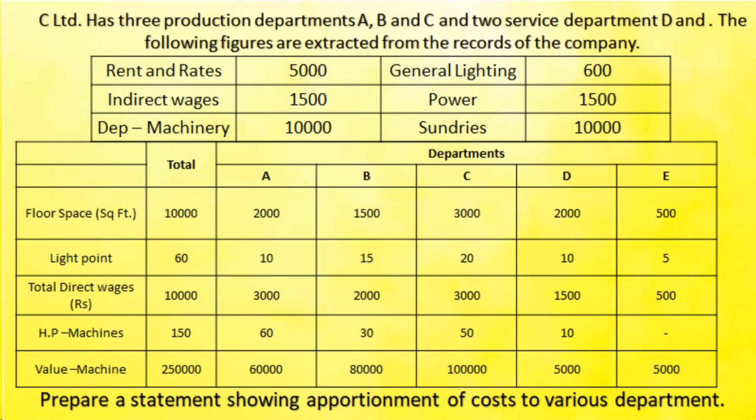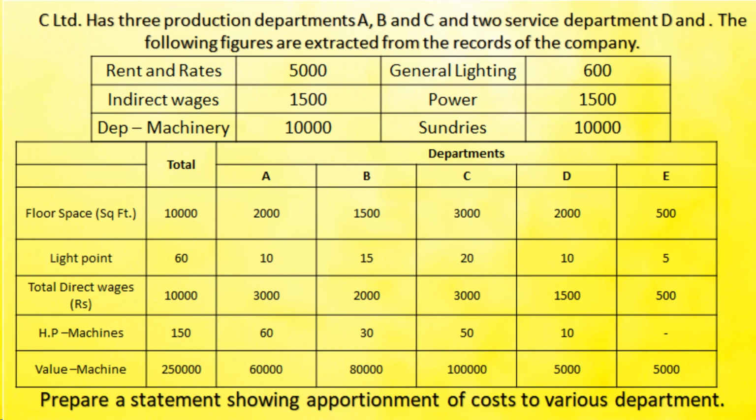Now, they have given a question in which there are three production departments, that is A, B and C, and two service departments. What does a service department mean? The service departments provide services to other departments. For example, the purchase department will purchase some goods and provide them to the production department. Then we have the canteen, which is also a service department. Laboratory, accounts office, maintenance department, all of these come under service departments. So here in this question, D and E are the service departments.